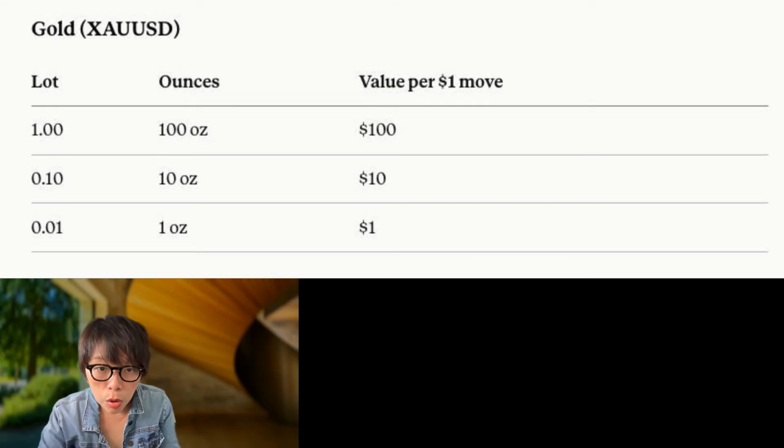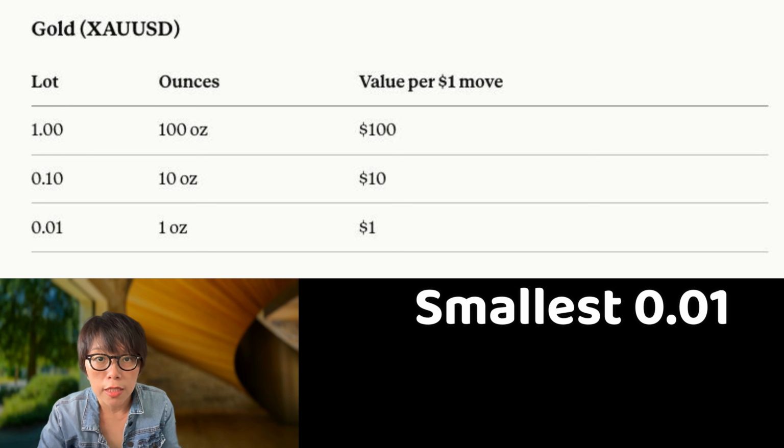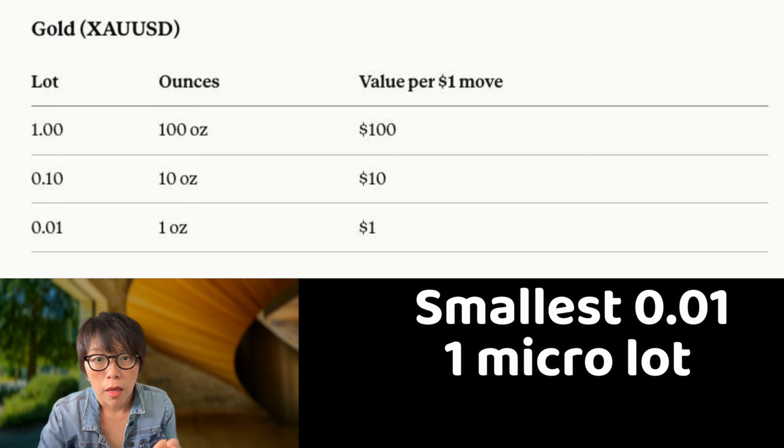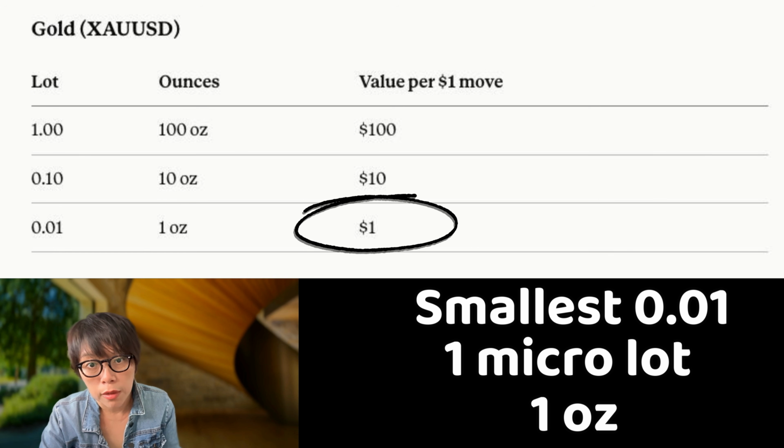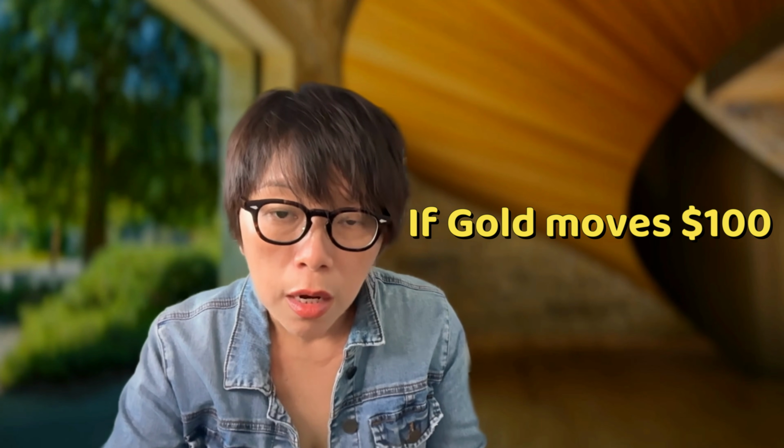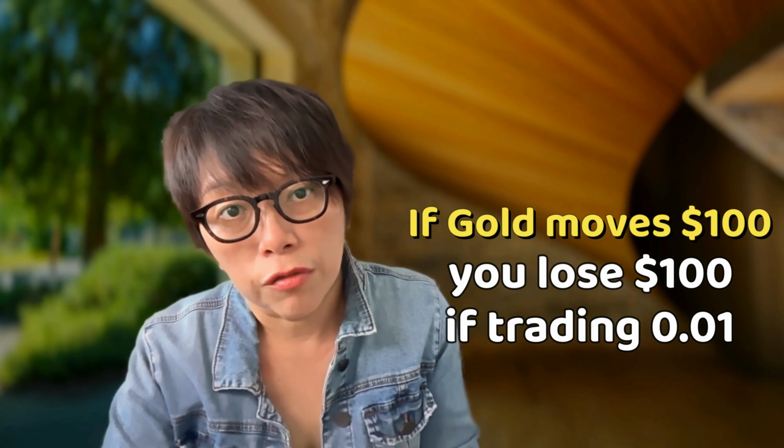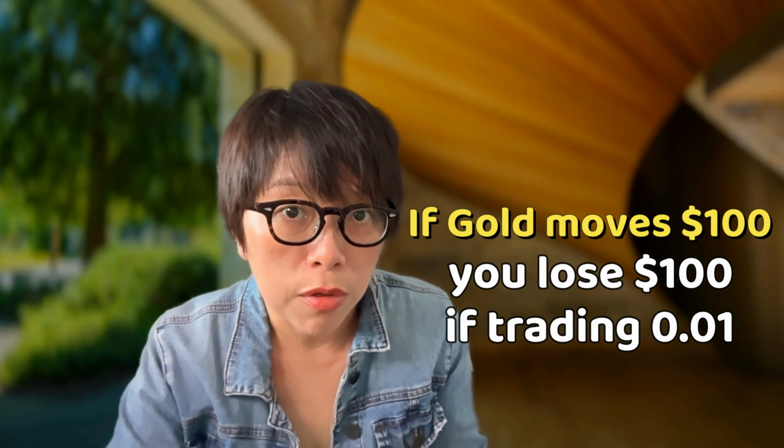Now talking about gold, the smallest size is 0.01. That is equal to 1 ounce, and the value per $1 movement is $1. It means that if gold moves, let's say $100, then you're going to lose $100 from this move if you are trading 0.01 lot.